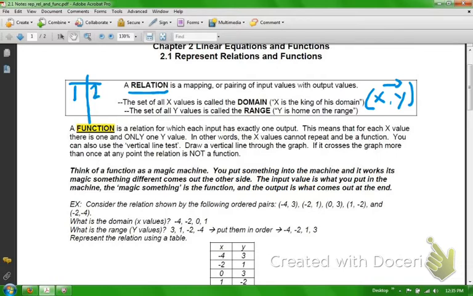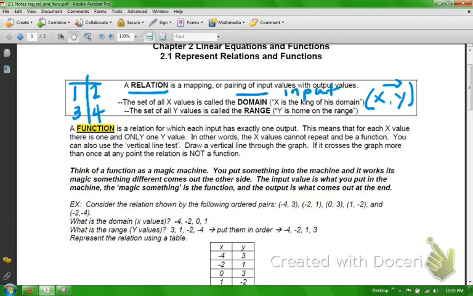You have values that map to each other. That is a relation. The set of all x values is called the domain. The domain, that's also your input. These are the values you put in.